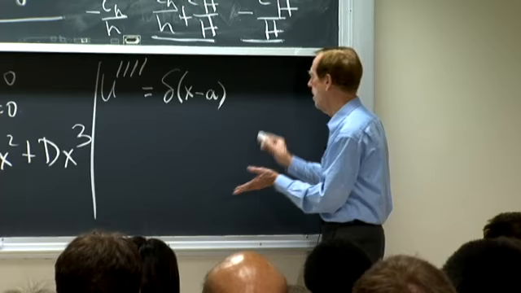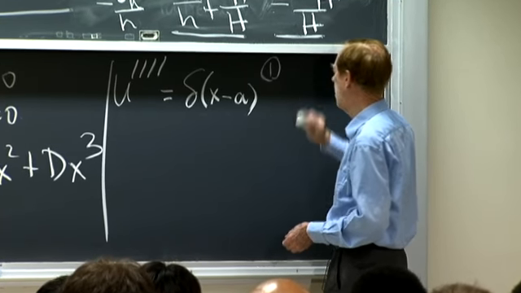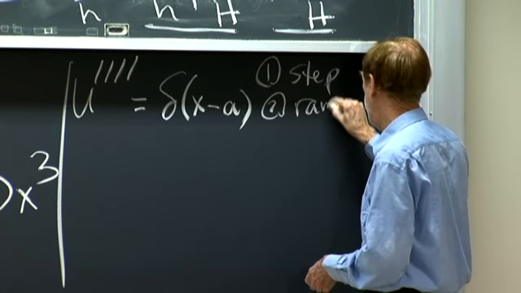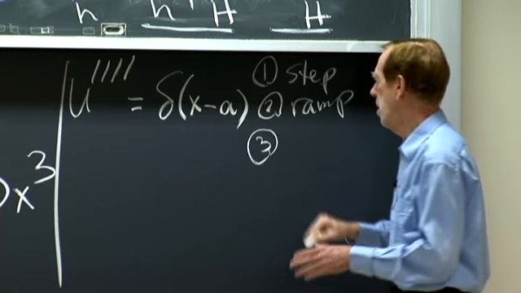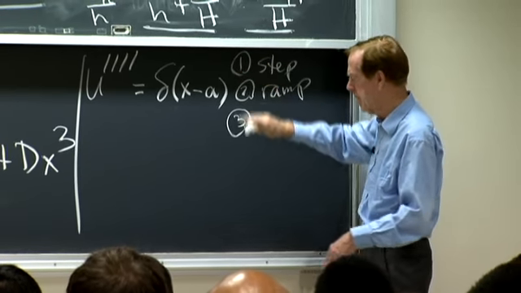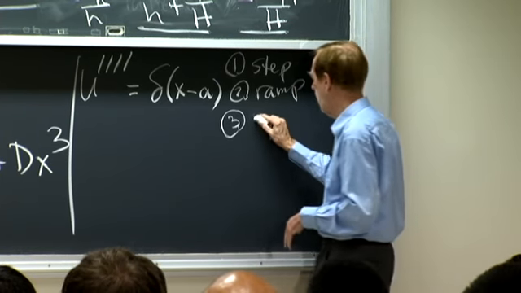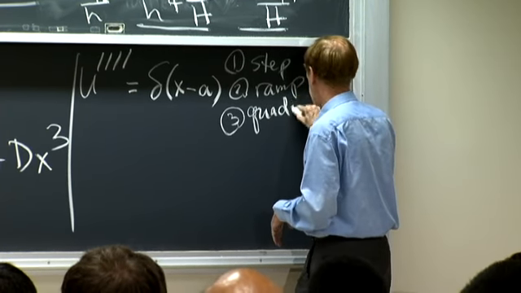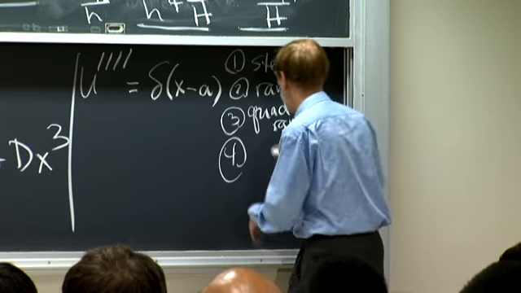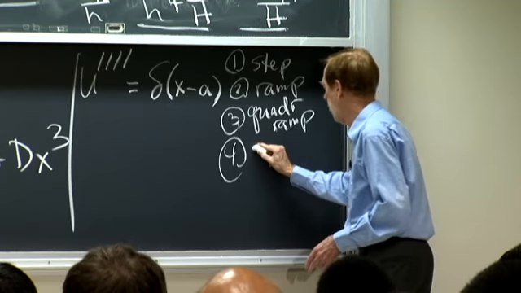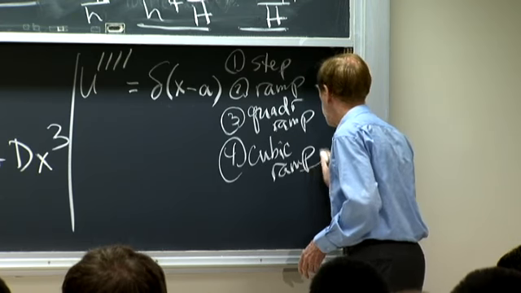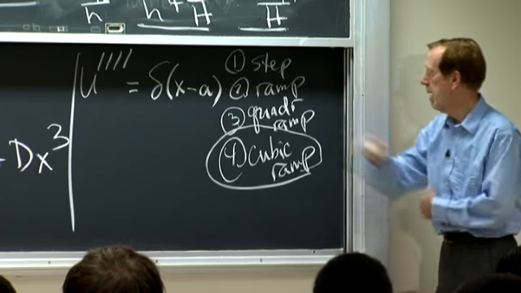Okay, so I integrate. First integral is step. Second integral is ramp. Third integral is quadratic, right? This was linear pieces. The next integral is going to bring me up to quadratic ramp. And the fourth one is going to bring me up to cubic ramp. Cubic ramp is what I get there.